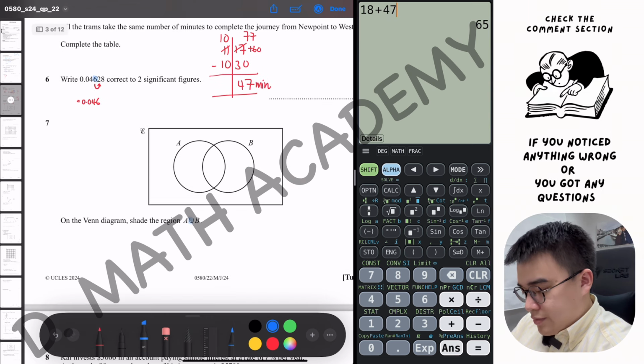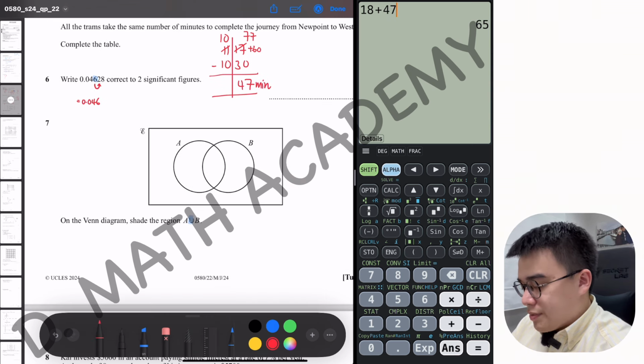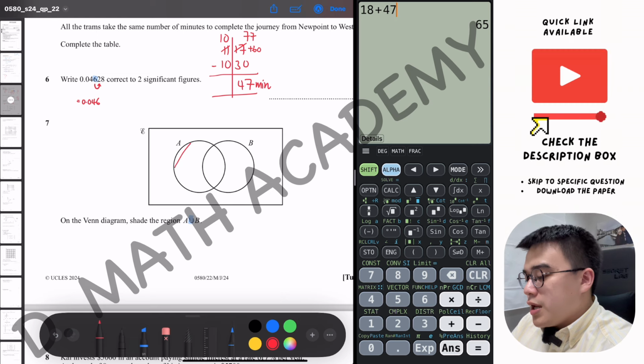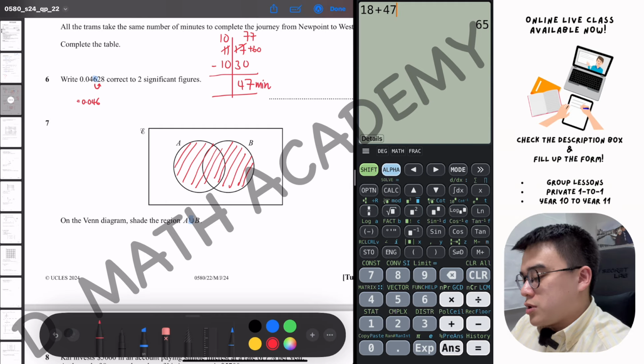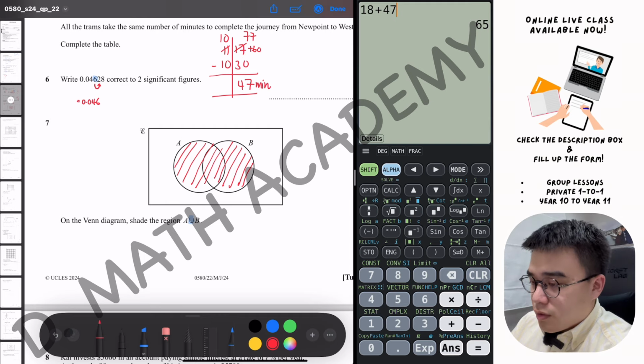Next one. Union. Wow, surprise, surprise. It's quite easy here. Union means whatever that they have will be included as your answer. And that's pretty much it for question 7.